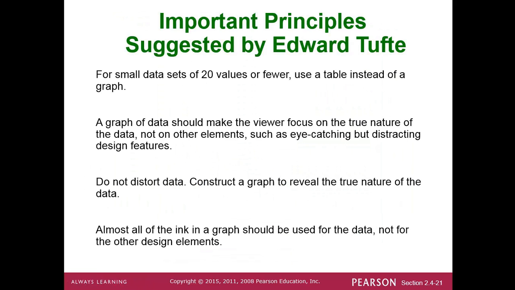The graph of the data should make me focus on the real data, not on design features or cute little pictures like the dollar bill distracted me, but I couldn't really focus on what the data was. Don't distort the data. Let the graph reveal the true nature. And I like his last comment. Most of the ink in the graph should be used for the data, not for design. So, consider, for example, that you were printing your graph. The color in there, of course, might help us sort out the categories, but most of the ink that should be used for printing that is to help us determine and answer questions about the data, not about some cutesy design.